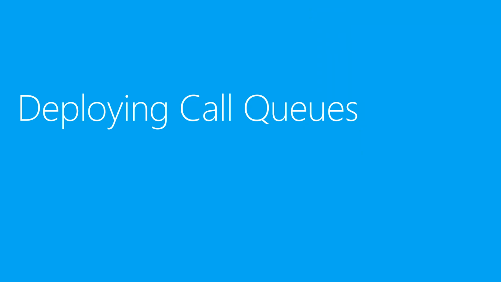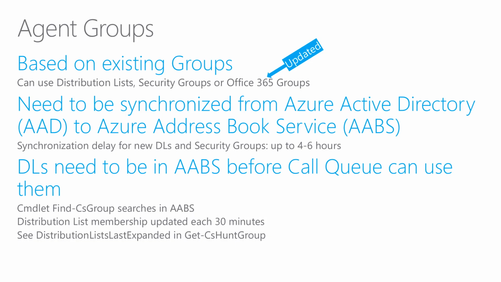So how do we deploy call queues? For the agent groups, we support agents in distribution lists, security groups, or Office 365 groups. Agents need to be in groups. We don't support adding agents directly. They will need to be synchronized from Azure Active Directory, AAD, to Azure Address Book Service.